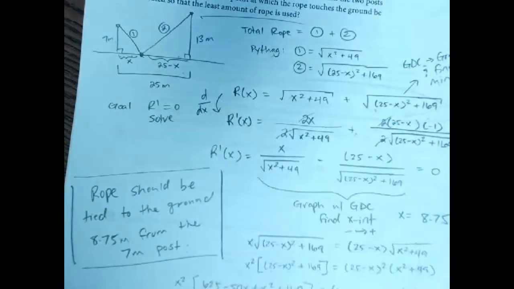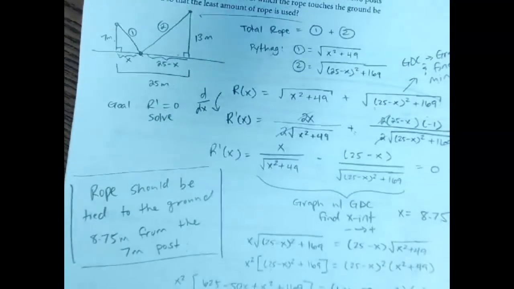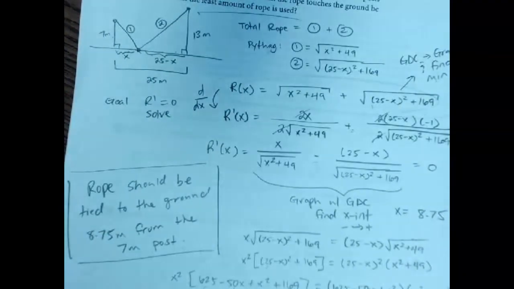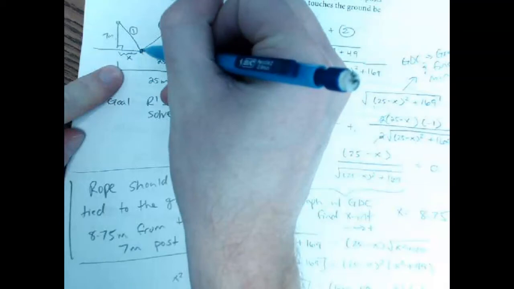So instead of just saying x equals 8.75, which the question didn't tell you what the x value was, we kind of created that. You could have used any other variable if you wanted, but we used x. You should just explain what it means. Hey, the x is 8.75, so this point should be 8.75 from that 7-meter post.